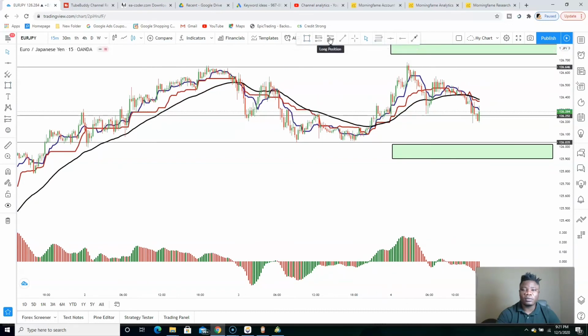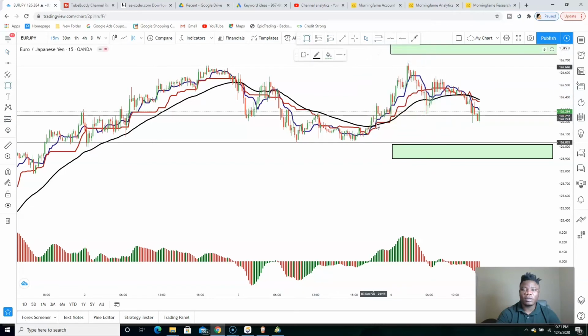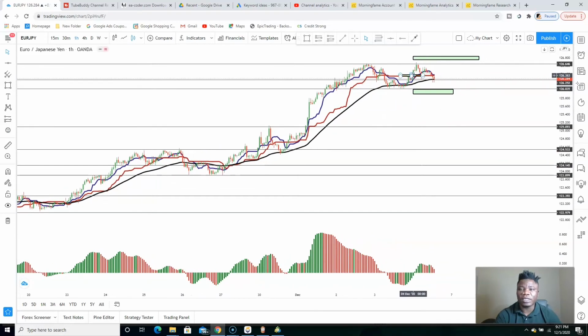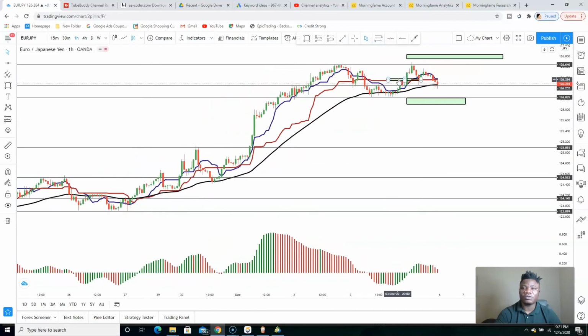Mark that zone. Gonna mark that. Oh no, sorry guys. Gonna mark that zone so it'll be easier for you guys to see. So I'm just marking that zone. As you guys can see, it happened right here. So this was where I just marked.